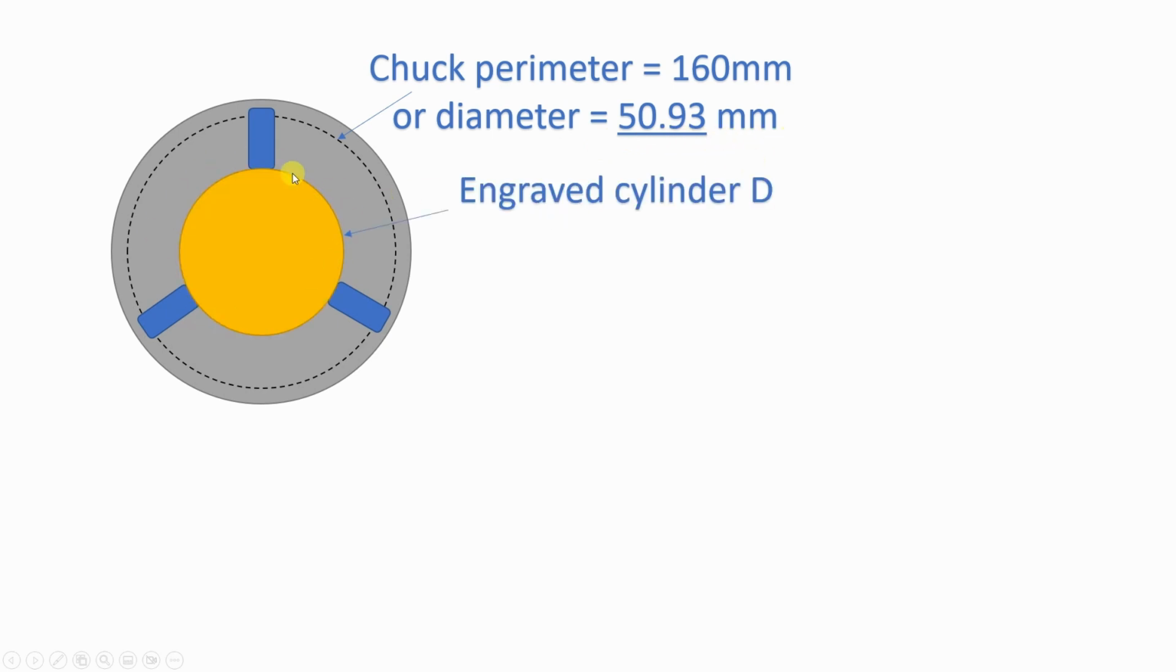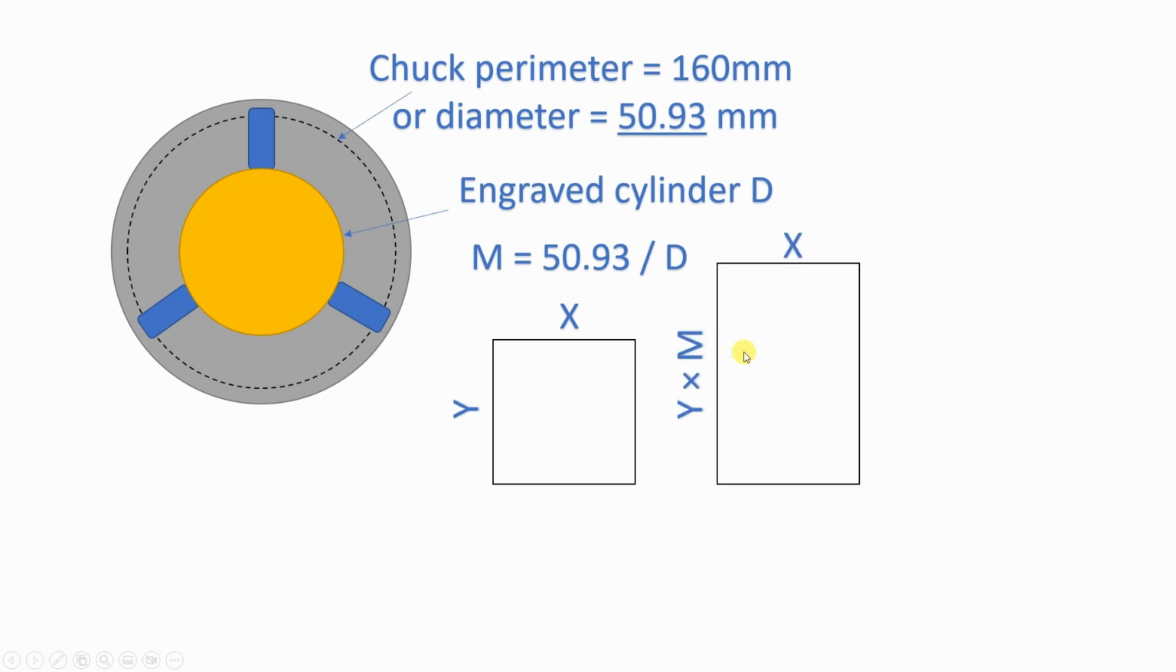And we insert our object with the diameter of D. And let's say this is our graphics, X and Y dimensions. And we have to modify the Y dimension with this number, 50.93 divided by the diameter of our object, and we will get something like this. So if we engrave this rectangle on this object, we will get something like this square here.